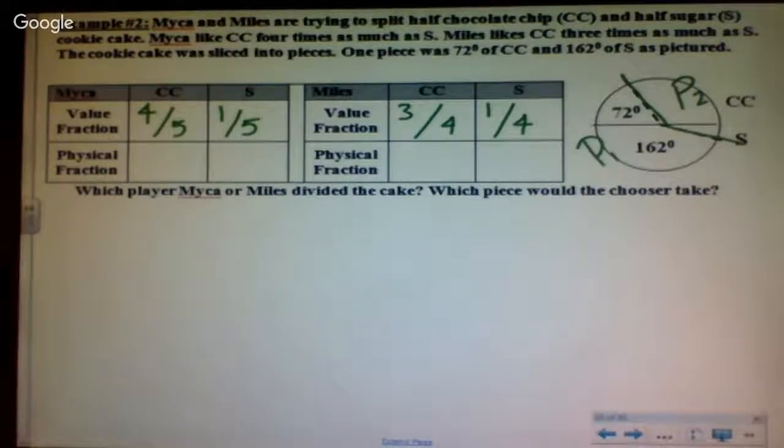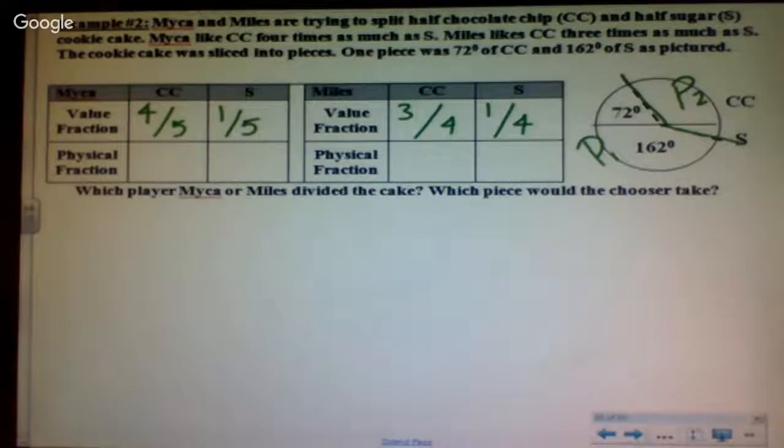Where'd you get the 4 from? What, this bottom number here? 3 plus 1 gives me 4, so it's out of 4. Just like over here, 4 and 1 gave me 5, so those ones are out of 5. You always take your values. So let's say I said I like chocolate chip 6 times as much. Okay, so 6 and 1 make these out of 7. Whatever your top values are, you add them together to get your bottom.